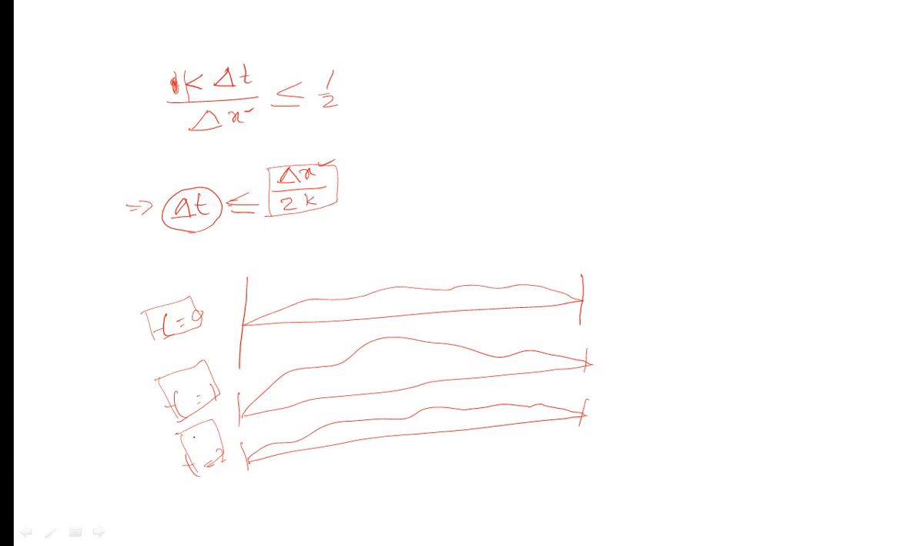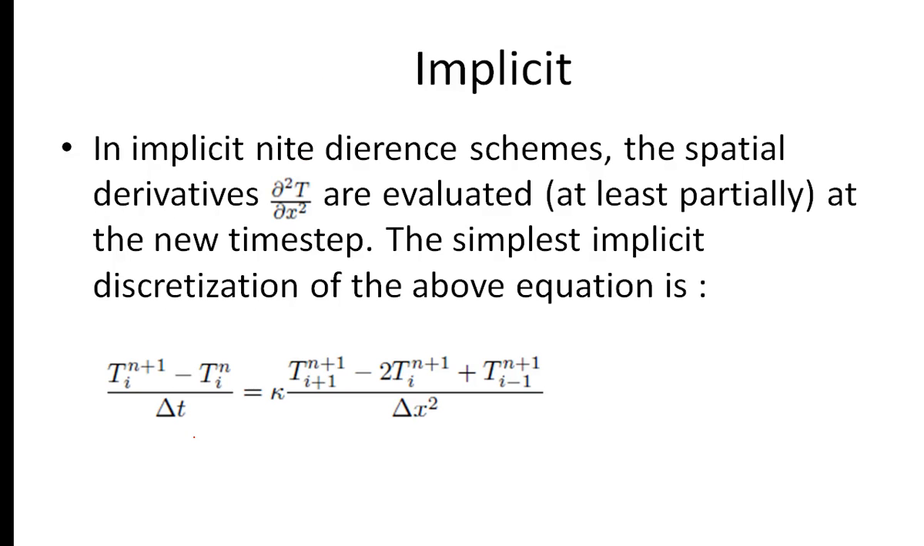Okay, let's go to the implicit finite difference method. Implicit finite difference methods are simply the opposite of the explicit finite difference method, where in implicit finite difference schemes, the spatial derivatives, for example del square T over del x square, are evaluated at the new time step.